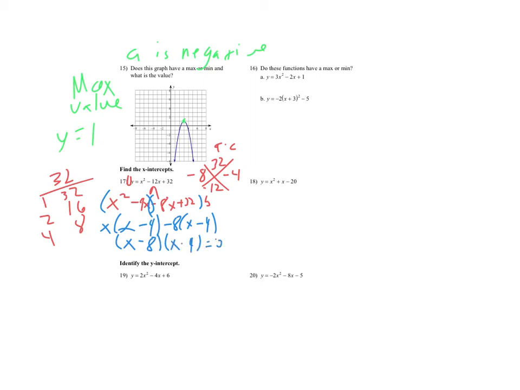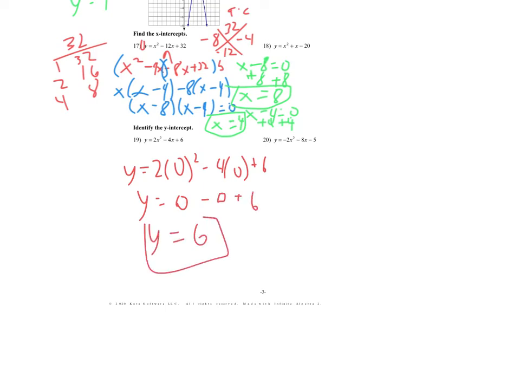But we are solving this for the x-intercepts here. So we have to set these equal to 0 and solve. So x minus 8 equals 0 would mean that x equals 8. And x minus 4 equals 0. If I added that 4, would be x equals 4. So those would be my two x-intercepts here. If I were to draw this graph, it would hit the x-axis at 4 and 8.